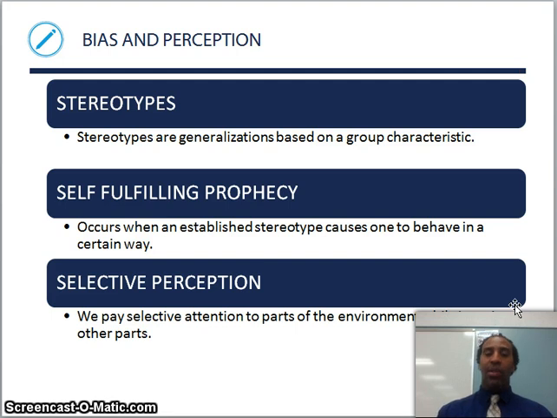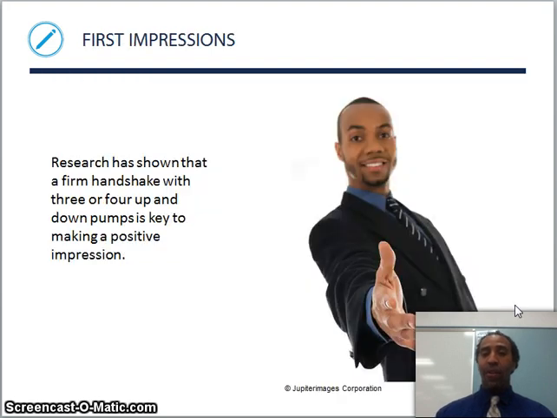And in selective perception, we pay selective attention to parts of the environment while ignoring other parts, right? I pay attention to this because it makes me look favorable. I don't pay attention to this because it paints me in a bad light. So you have to be more even keel. Your perception should be closer to what reality actually is.